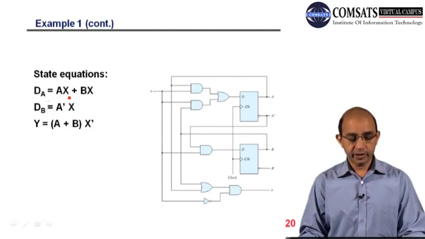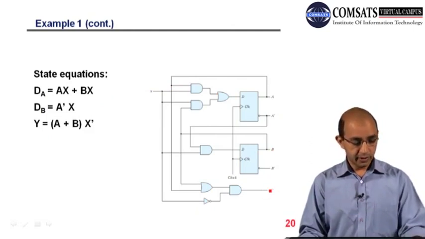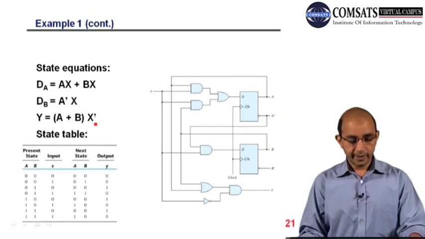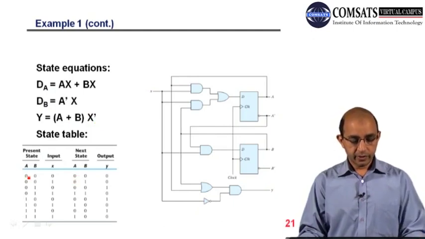So this is the state equation for this, and this is the state equation for this. And this is the state equation for the output. So y is equal to A plus B x bar. And then what we can do is first calculate the possible number of combinations regarding the present state and the input.